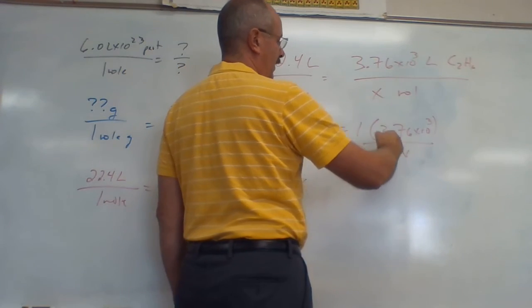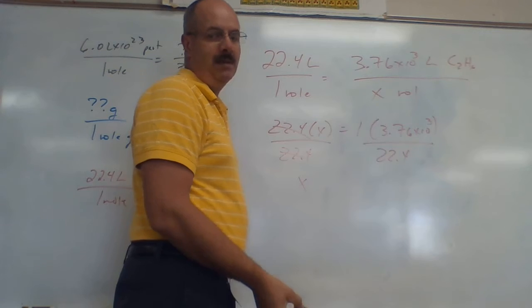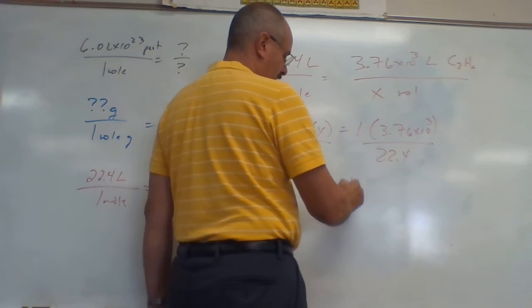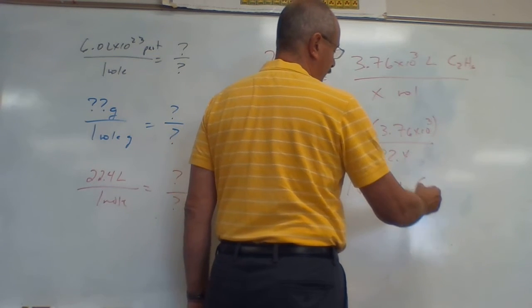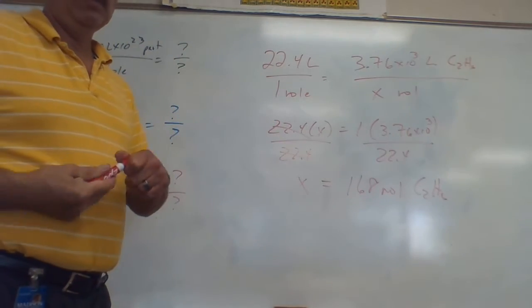So now you type this in: 3.76 exponent 3. Remember, don't type in times 10. If you do that, you're going to get an answer of 168, and that's moles of C2H6 or butane. All right, so that's those ones.